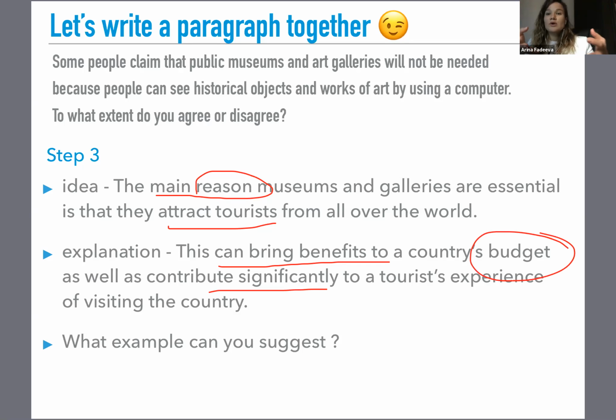So what I'm trying to say here, in other words, simpler words, yeah, remember, by the way, that IELTS writing is formal. It's an academic piece of writing. It's formal, and the words should be really formal. In just simple words, in speaking, I would say that museums and art galleries attract tourists, and tourists bring money to the city's budget. And of course, they have fun in museums.